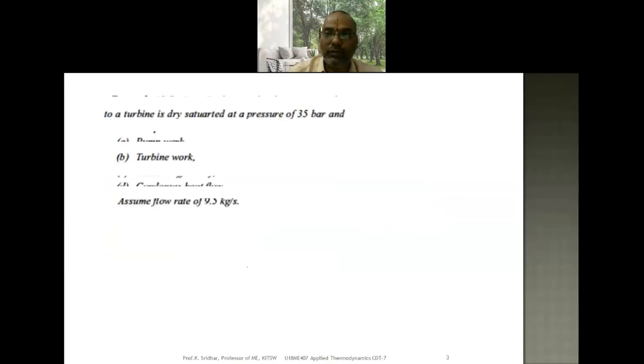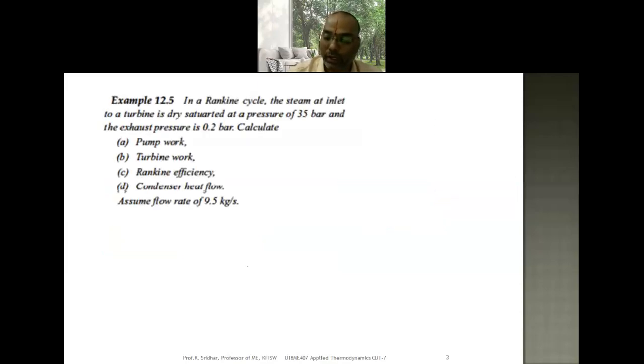In the last class, I already discussed the importance of the Rankine cycle and how to represent it on the PV diagram as well as the TS diagram. So just go through that lecture once again. Those who missed that lecture, please go through it. That is the Rankine cycle. Based on the previous class notes, we are going to solve some important problems on the Rankine cycle.